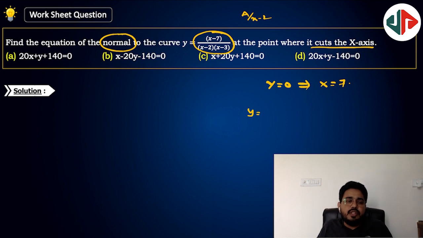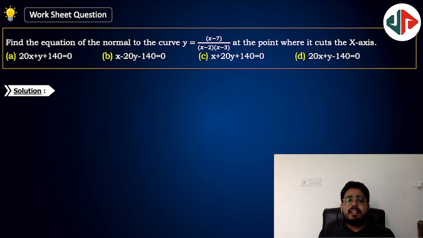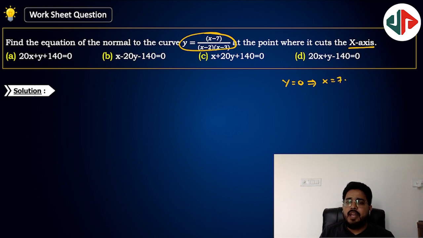So I'll repeat this question again. Find the equation of normal to the curve y is equal to x minus 7 by x minus 2 into x minus 3, where it cuts the x-axis. So where it cuts the x-axis means y is equal to 0. So that means x is equal to 7. So I require minus dx by dy where x is equal to 7 and y is equal to 0.